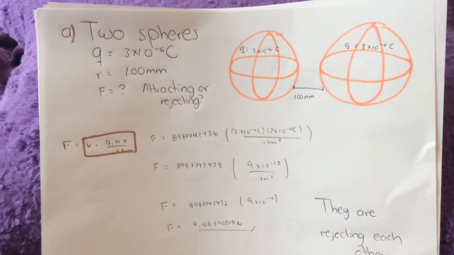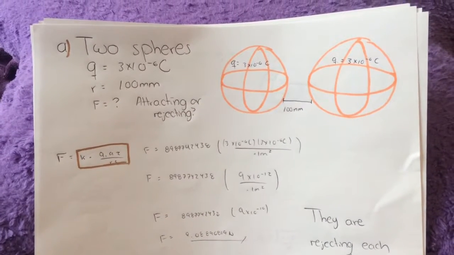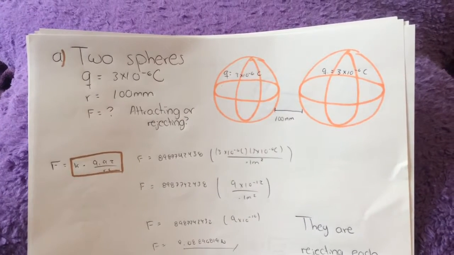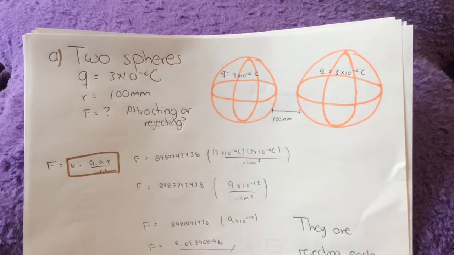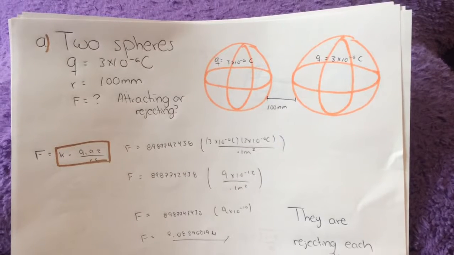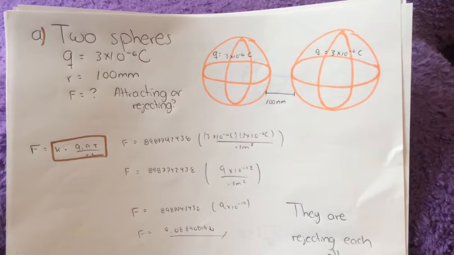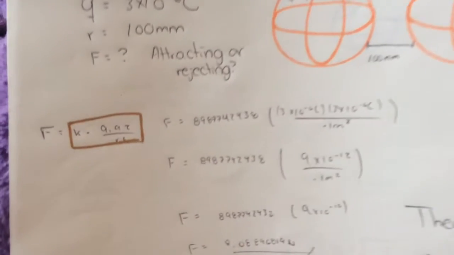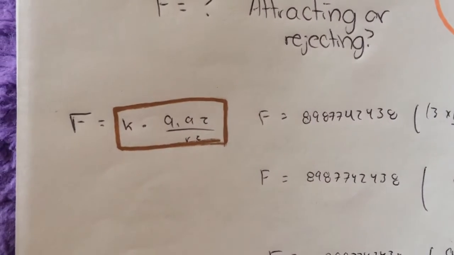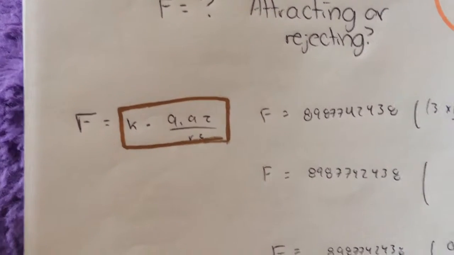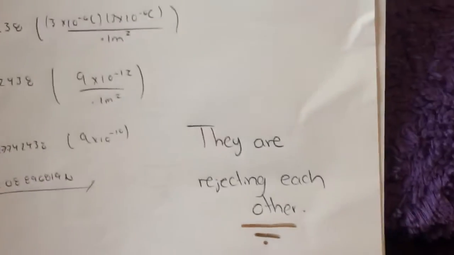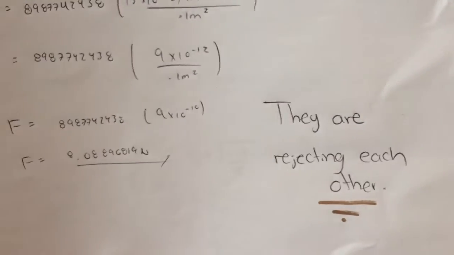The first problem says that we have two spheres, each with a charge of 3 times 10 to the minus 6 coulombs, at a distance of 100 millimeters. The problem asks what is the force of attraction or repulsion, and whether they are attracting or repelling. We use the formula force equals K, the constant, times charge 1 times charge 2 over the distance squared. Here we have the procedure, and we can see that they are repelling each other.